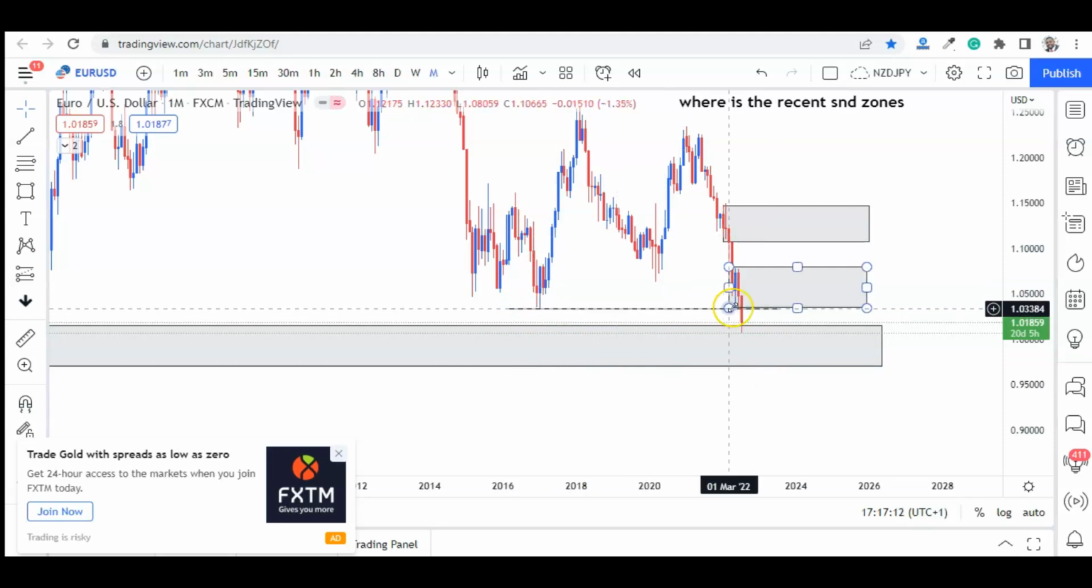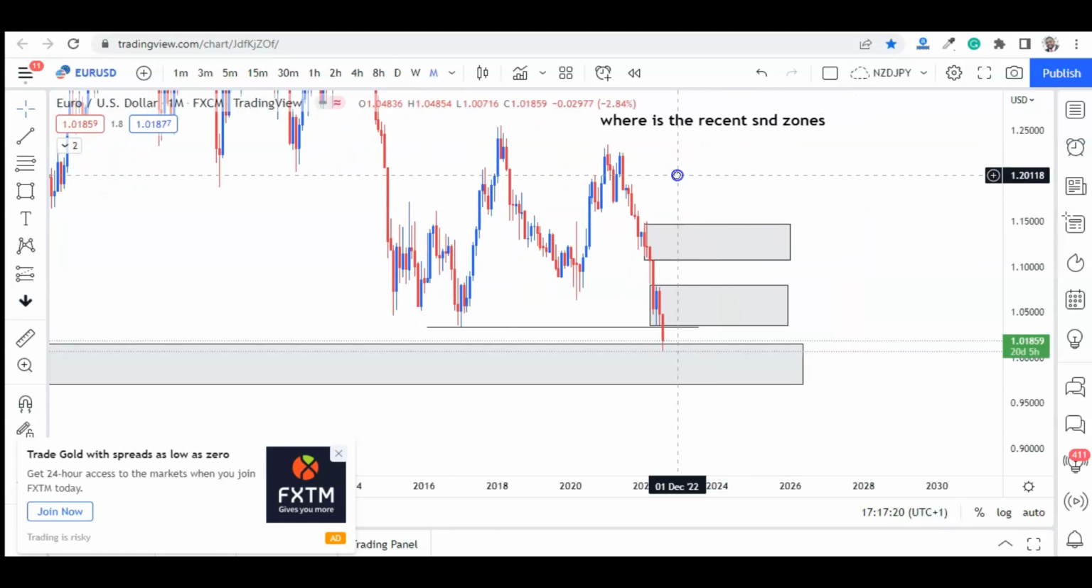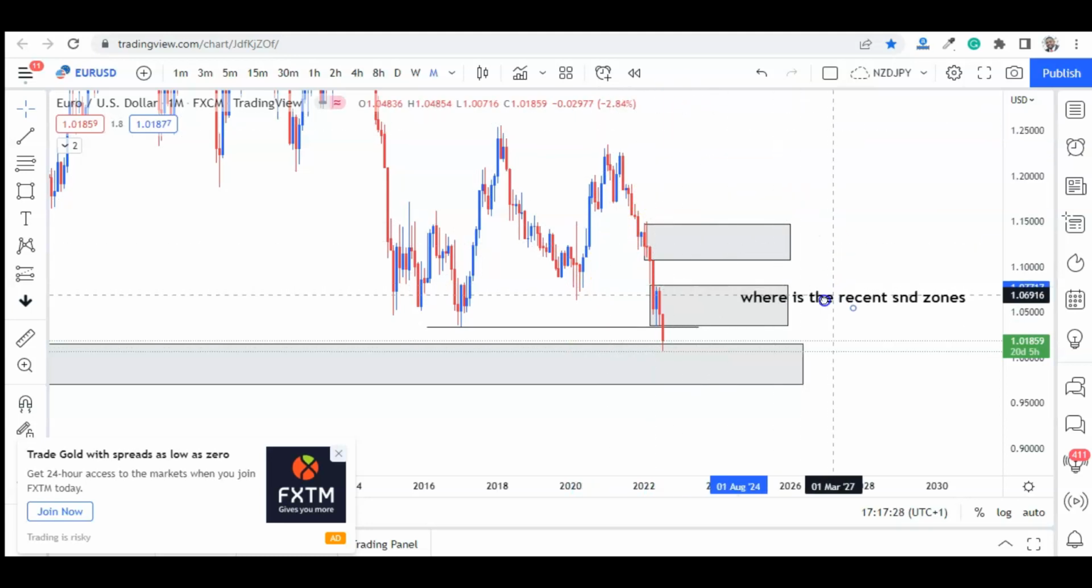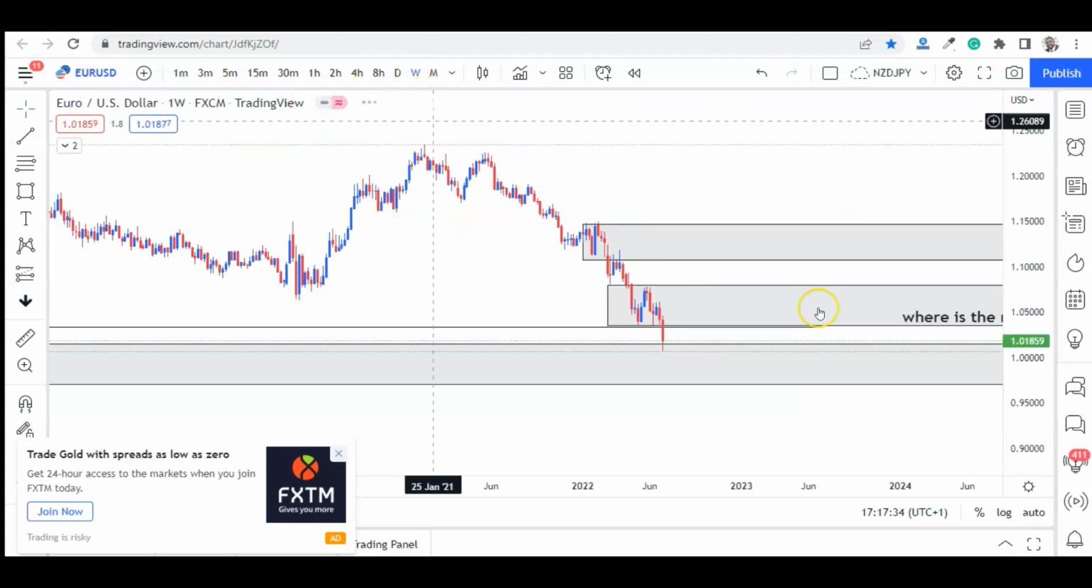The next thing is, was there any recent break of structure? Yes, we have a recent one, therefore we should be expecting a form of pullback. But since this is the monthly time frame, we don't get a trade setup here. So what you need to do next is to move to a lower time frame, in this case your weekly.